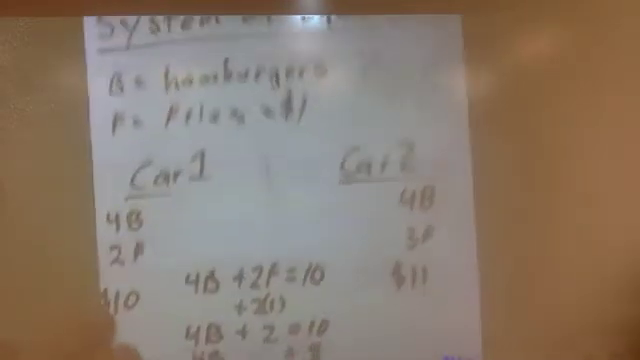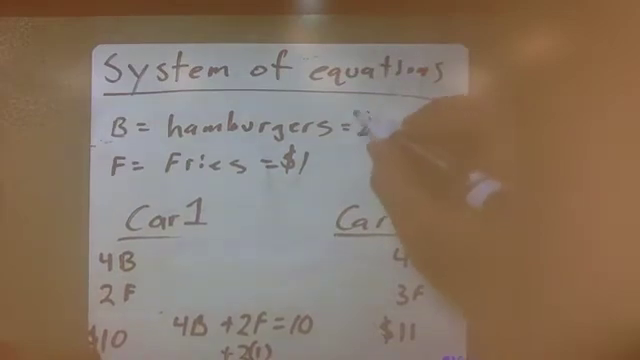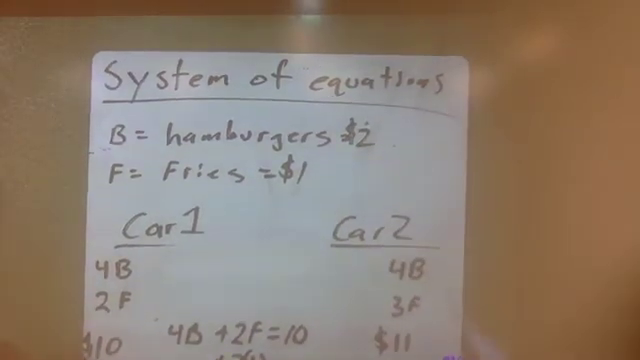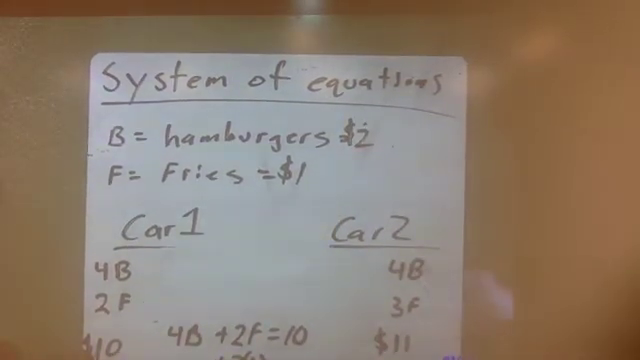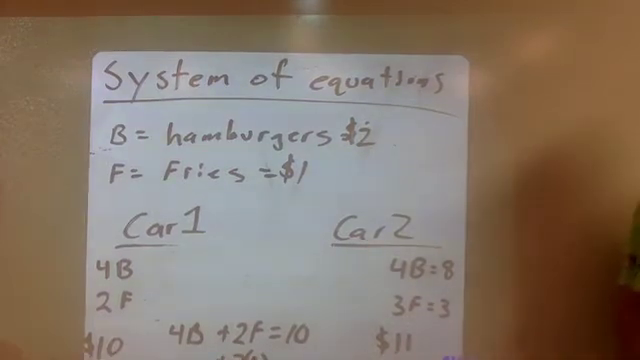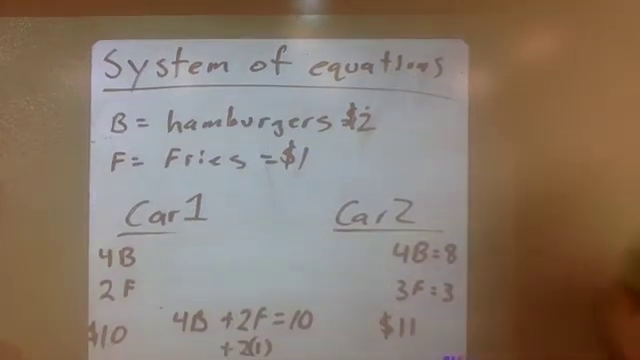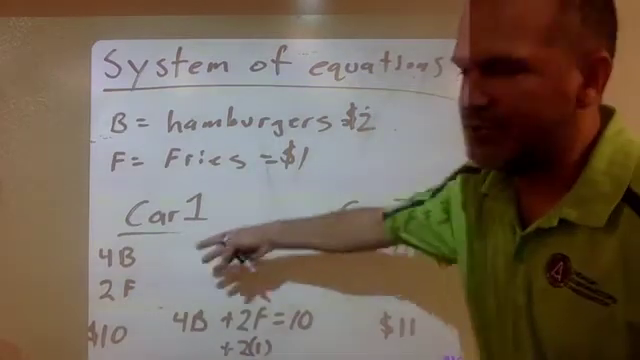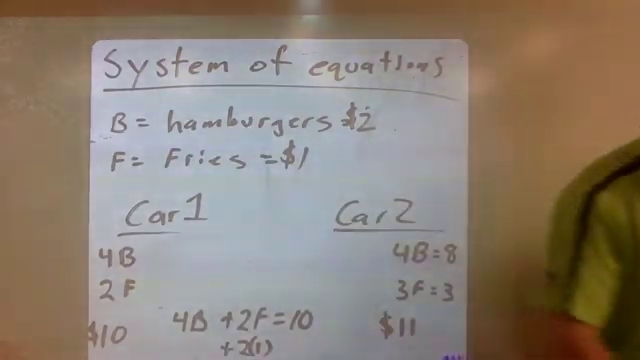1 burger costs $2. Does that work for equation 2? $2 a burger. They bought 4 burgers. That'd be $8. $1 per fry. That'd be $3. Sure enough, $11. So it works. So that's how you figure out 2 unknowns: you got to have 2 equations and subtract them from each other.